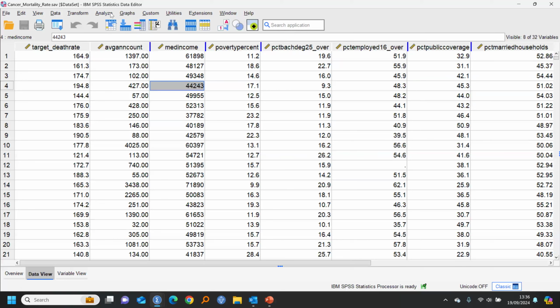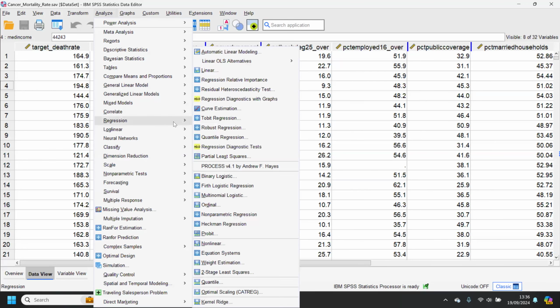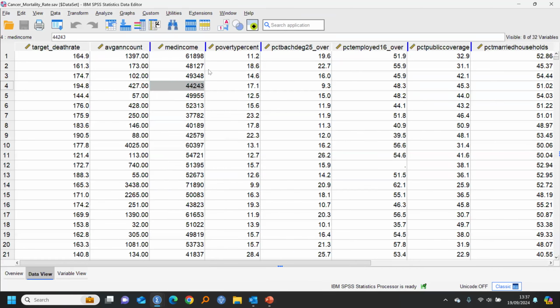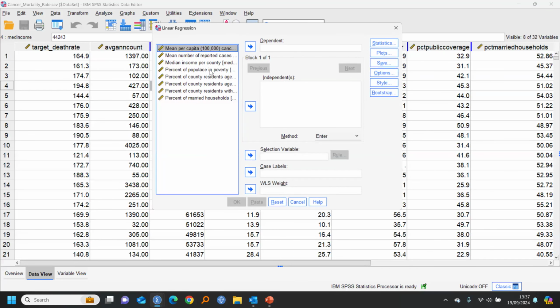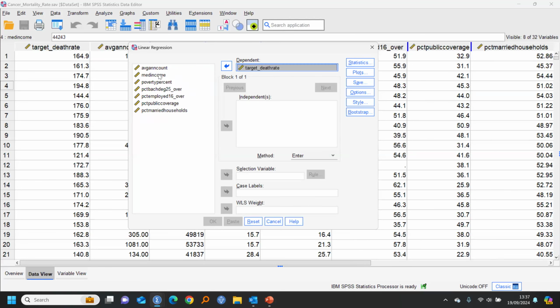Okay, so let's do the first regression analysis. To do our first regression analysis, we're going to go down to analyze here, down to regression, and down to linear. So I'm going to choose linear. You can see there's a lot of different regression techniques here. Linear is the standard one, and I want to look at mean per capita cancer death rate effectively. And I'm going to use things like percentage of public coverage, percentage of healthcare and public coverage, which is one of our predictors.